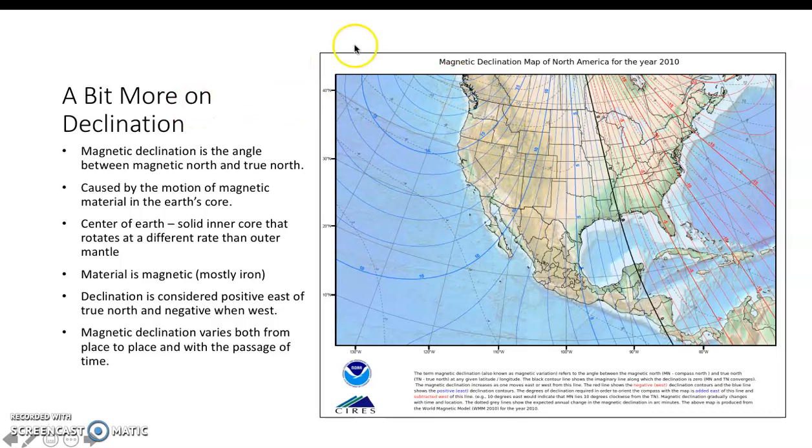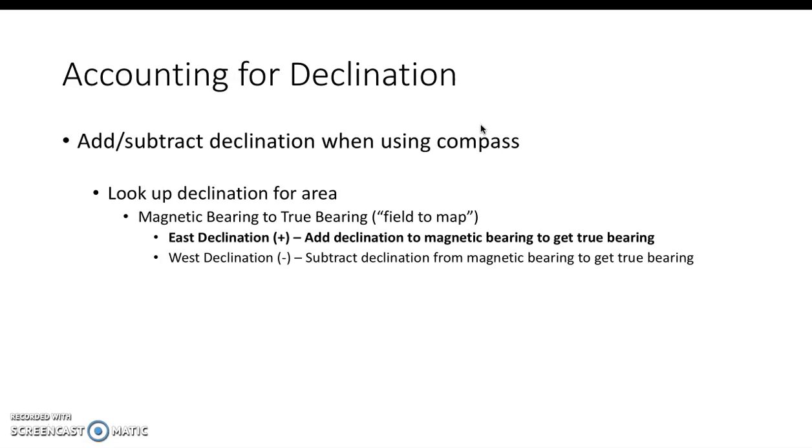I know when I work out in the Pacific Northwest, in Washington and Oregon, I always have to reset my compass. Otherwise, my magnetic north is going to be very different than my true north, just coming from Colorado. And that can add up to errors over time. So how do we account for this declination? You can add or subtract declination when you use a compass.